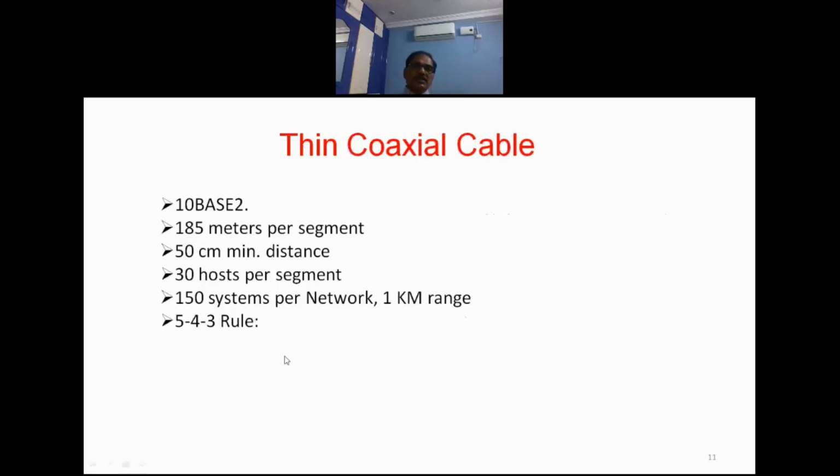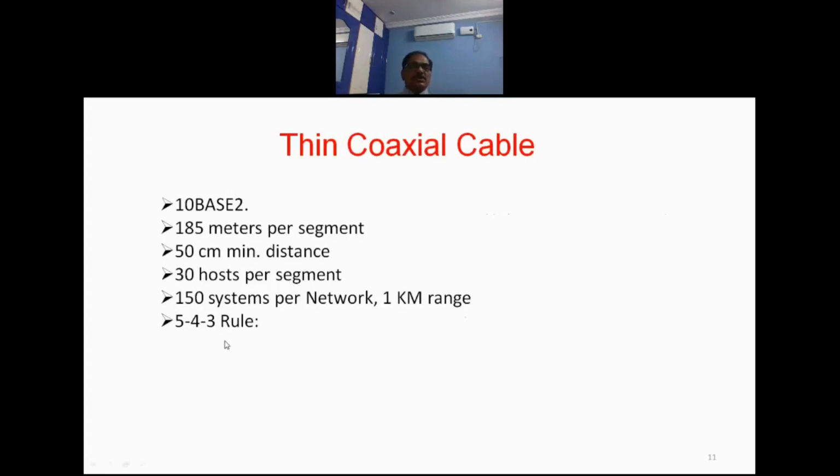And this thin coaxial cable network follows the 5-4-3 rule. In the 5-4-3 rule, 5 indicates that a total of 5 segments can be there, and these 5 segments are connected with 4 repeaters. Between segment 1 and 2 we use one repeater. Between segment 2 and 3, a second repeater.